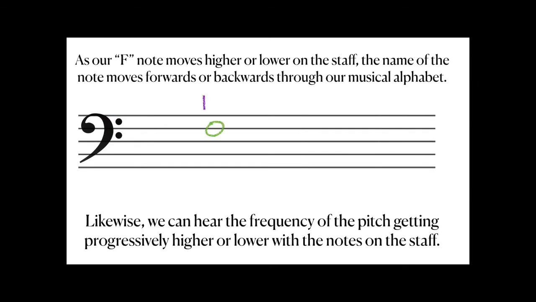As our F note moves higher or lower on the staff, the name of the note moves forwards or backwards through our musical alphabet. Likewise, we can hear the frequency of the pitch getting progressively higher or lower with the notes on the staff. Here's how our F, G, A, as pictured on the staff, sound. You can hear the frequency of the pitch getting higher as I move from the F to the G to the A.